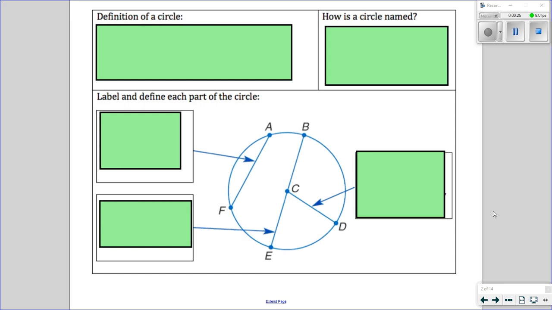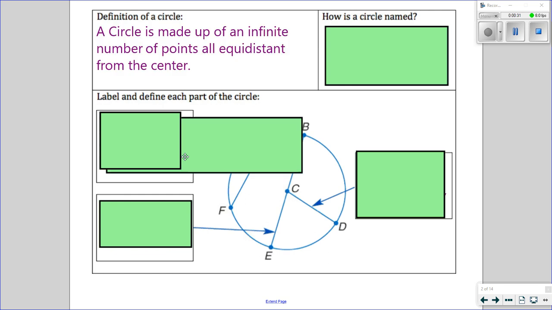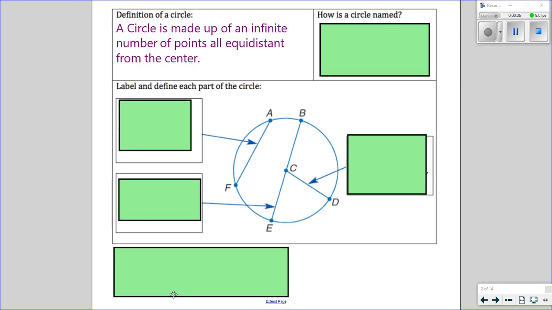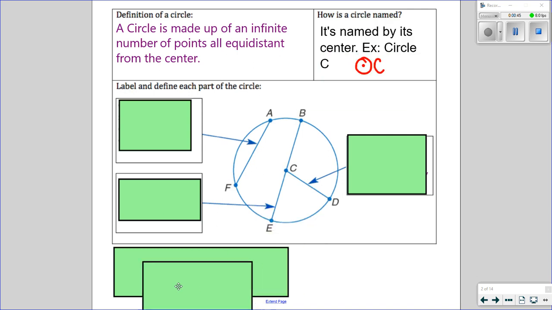So before we delve into circles and its parts, we need to know what is the definition of a circle. A circle is made up of an infinite number of points, all equidistant from the center. So equidistant means they're equal from the center. And how do we name a circle? We name it by its center.